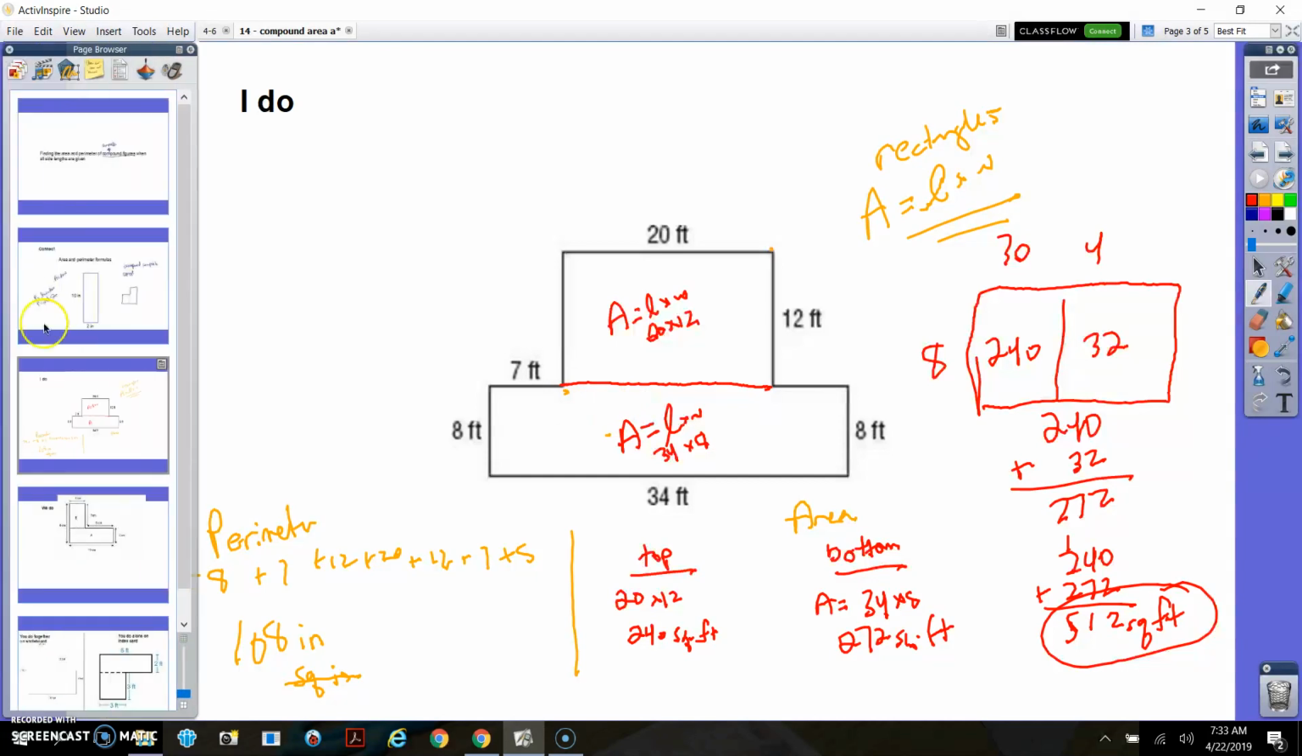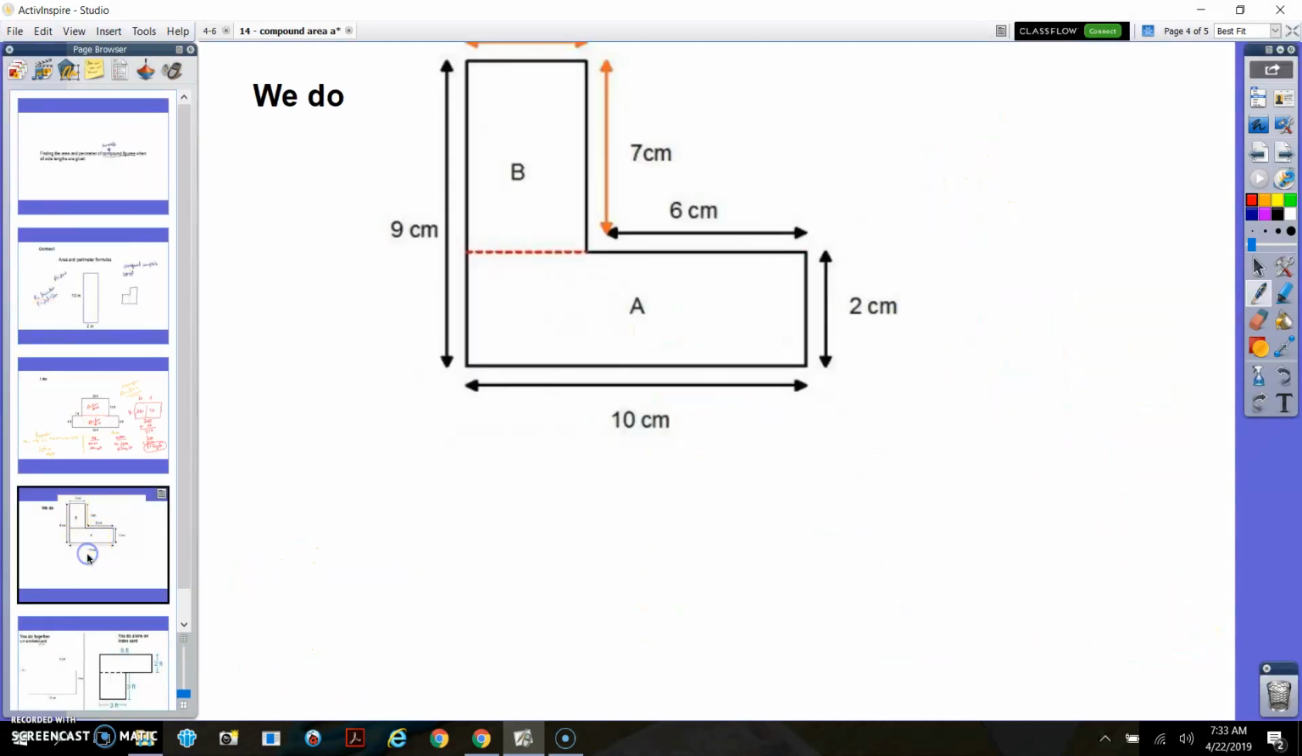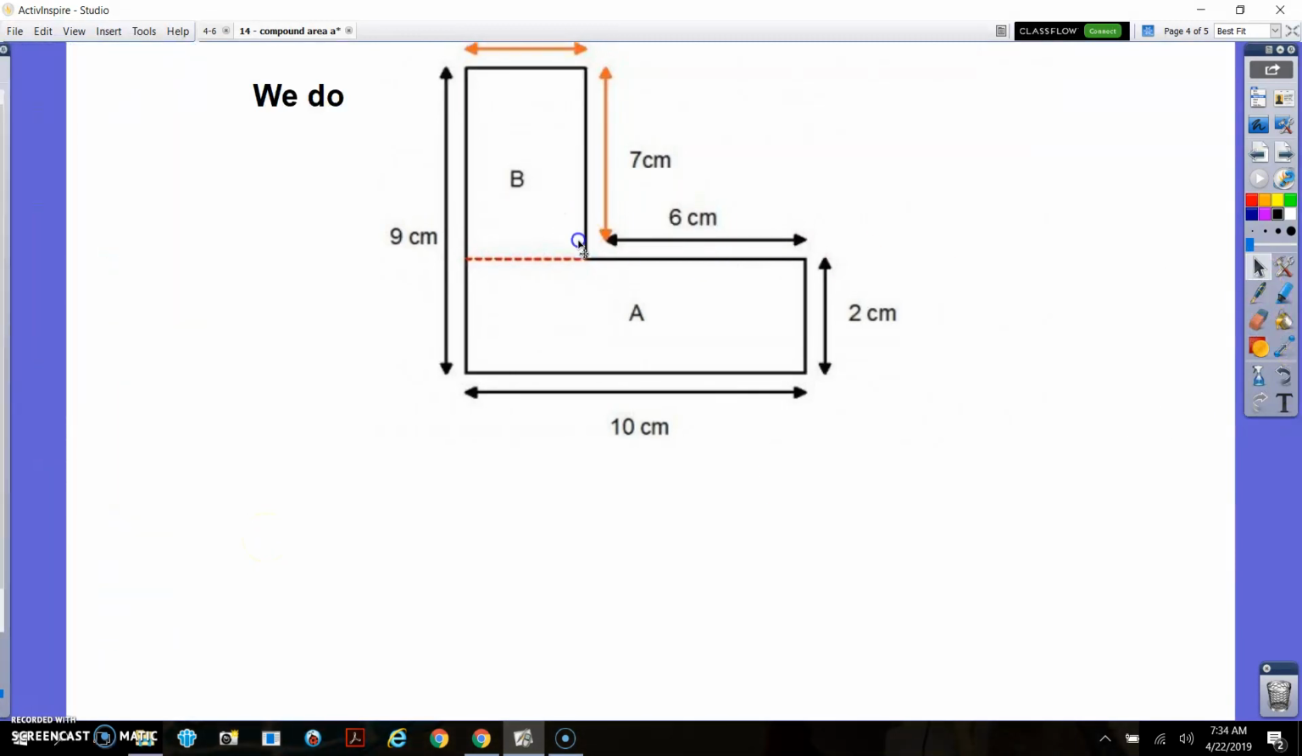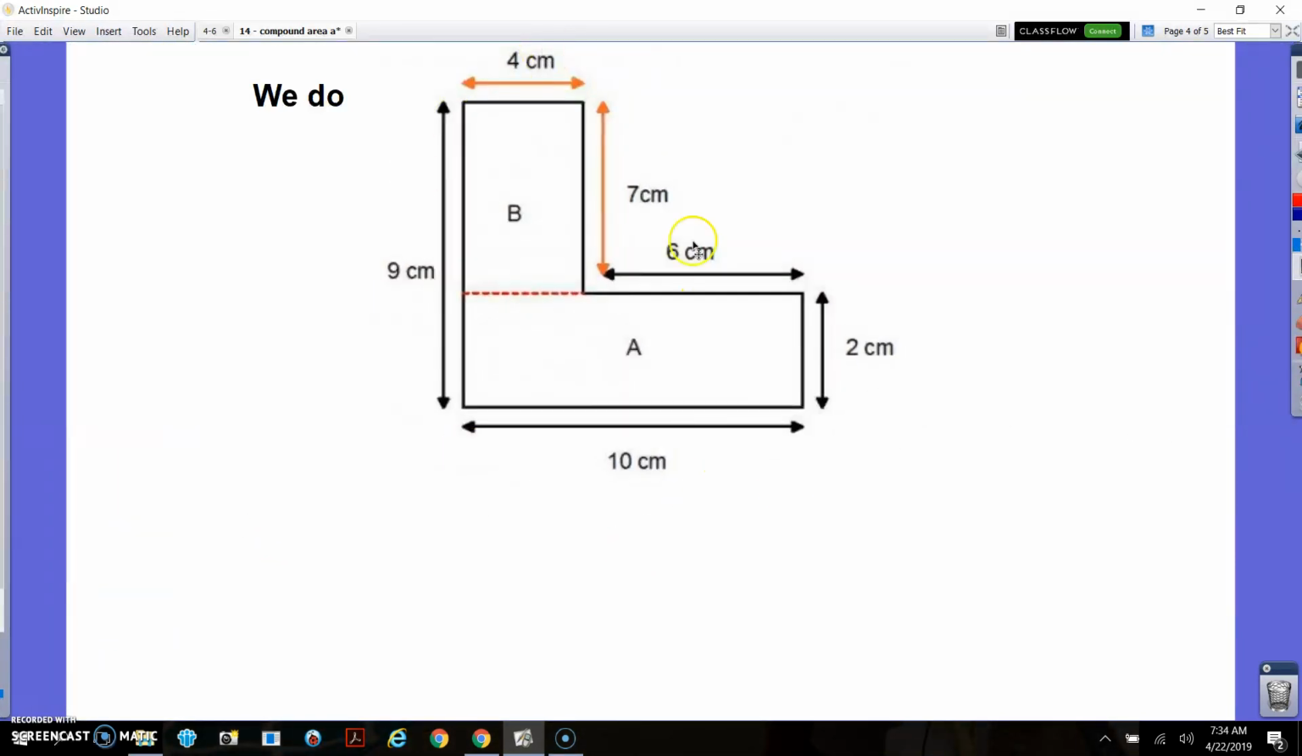Okay, so let's do one together. Open up your notebook, and we're going to do this one right here. Gotta move it down. Make sure you note the distances as well as the figure. So we're going to do this 2 ways. So we'll first find the perimeter. That is the distance around the outside.